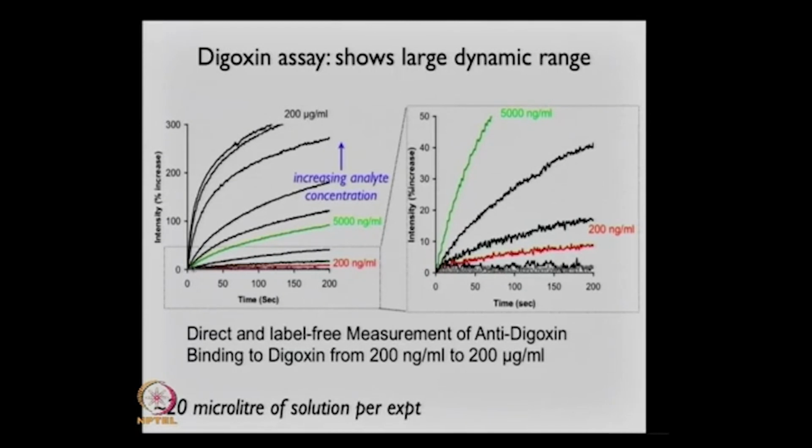Okay, so you can see that when the analyte, the anti-digoxin, is 200 micrograms per mil, you get the uppermost curve. As you decrease the analyte concentration, you get lower and lower curves until down to 200 nanograms per mil. And here on the right-hand side, we blow it up so that you can see 200 nanograms per mil. Still pretty reasonable. I can still believe that's signal above noise in there. So we can go from 200 micrograms per mil to 200 nanograms per mil label free in 20 microliters of solution in this experiment.